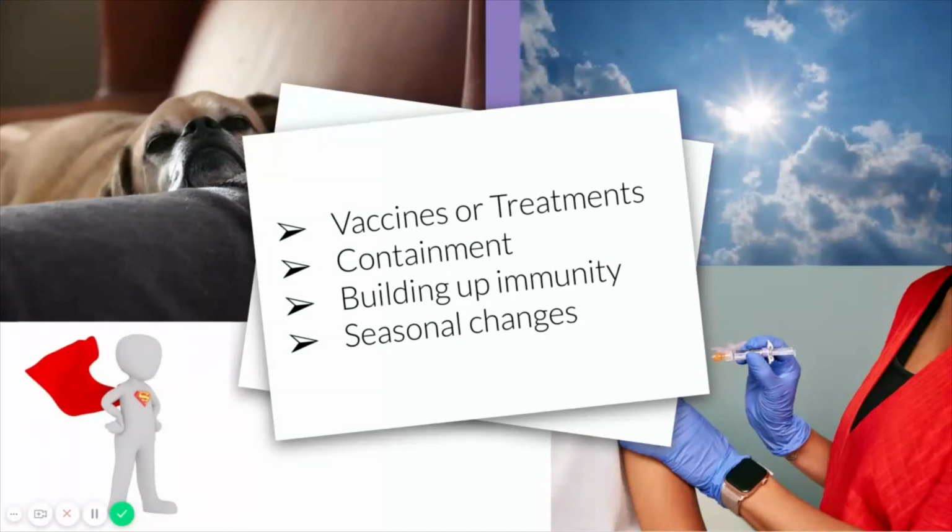And finally, seasonal changes could end this pandemic. Some viruses can't survive in the heat. Scientists are trying to study whether COVID-19 is a virus that can't survive in the heat. If it is, then we will see COVID-19 cases go down in the summer when it gets hotter. But even then, there's still a possibility that it will return once it gets colder again in the fall and winter. So bottom line is, we must continue to be careful, listen to the scientists, doctors, and experts, and stay inside.